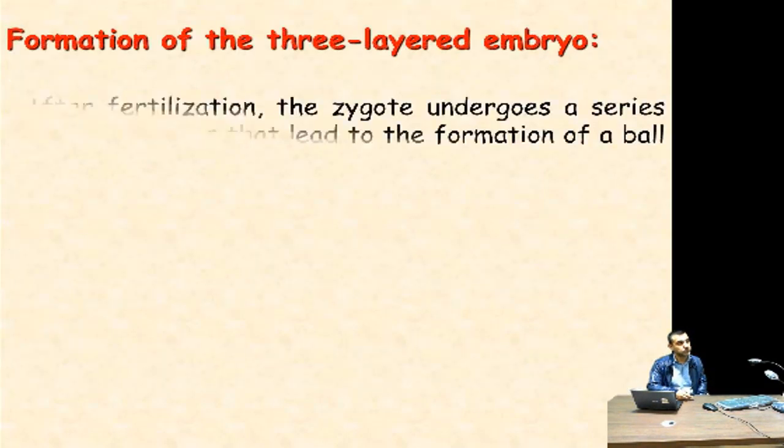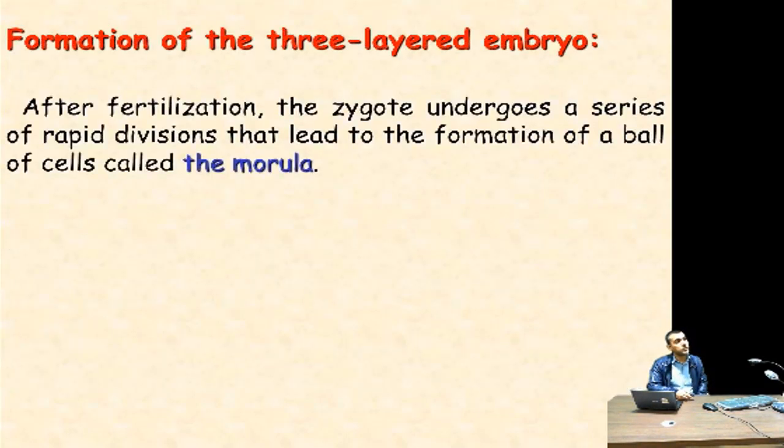Formation of the three layered embryo. After fertilization, the zygote undergoes a series of rapid divisions that lead to the formation of a ball of cells called the morula. إذن أول شيء تكون عندنا الخلية سميناها زيجوت. هذه الخلية راح تعاني سلسلة من الانقسامات، وهذه الحالة سميناها المورلا.